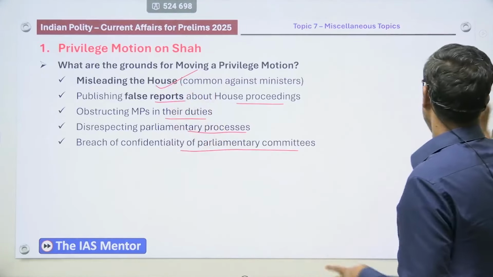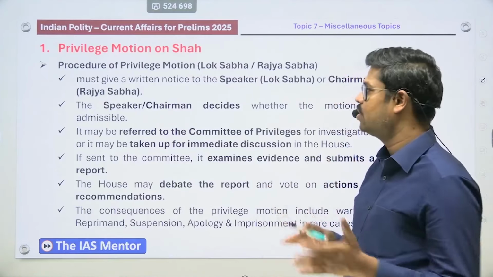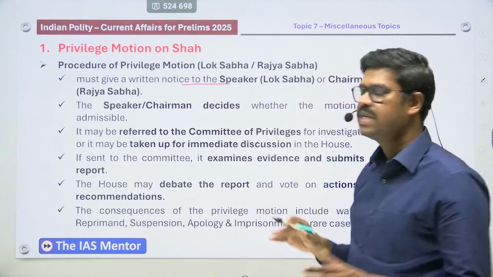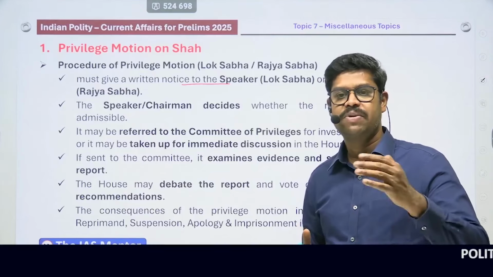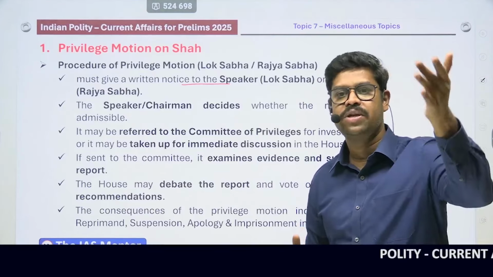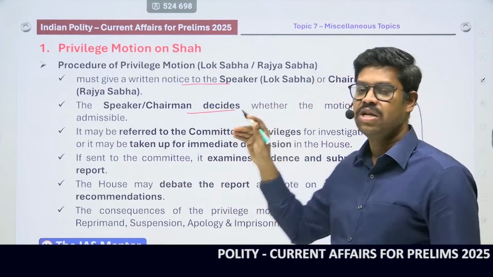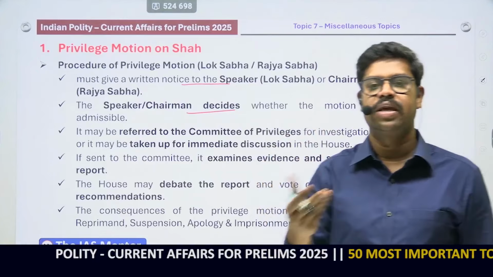Now, very quickly, what is the procedure as to how the privilege motion can be introduced either in the Lok Sabha or Rajya Sabha? So, first of all, a written notice has to be given to the presiding officer as to the intention of a member to introduce what is called as a privilege motion against an MP or a minister who has breached a privilege. The speaker or the chairman has the discretionary authority about the admissibility of such motions. It is not necessary in all the cases it will be admitted.